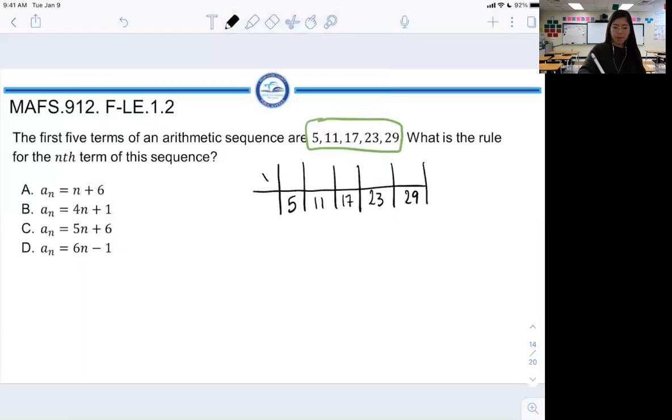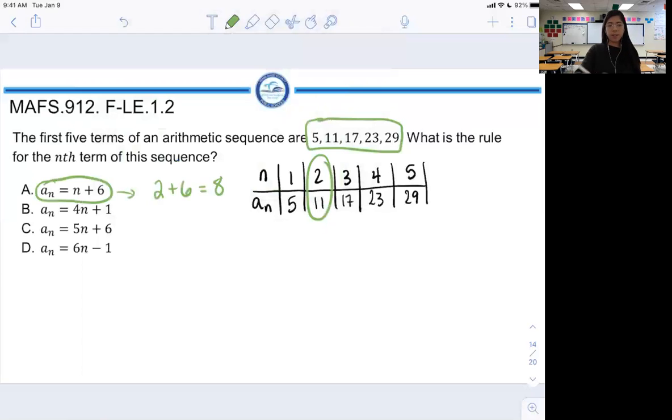Where the top is my n, and the bottom is a of n. So all my n's are 1, 2, 3, 4, 5. It's always going to go 1, 2, 3, 4, 5. Now I take one example, 2 and 11. If I plug in n, my goal is to get the right answer. I should get 11. So I'm going to test out example A. If I plug in 2, plus 6 gives me 8, which is not 11. So this one's out. And I'm just going to go down the line.